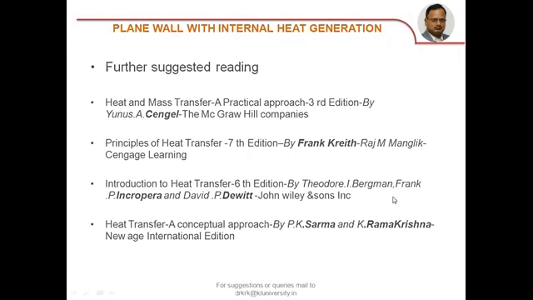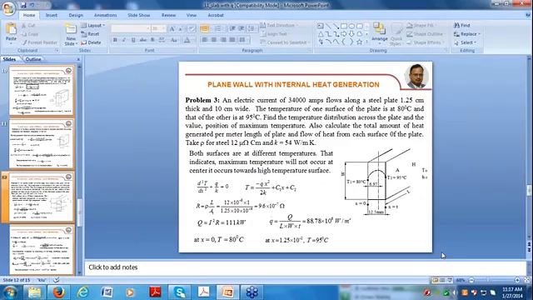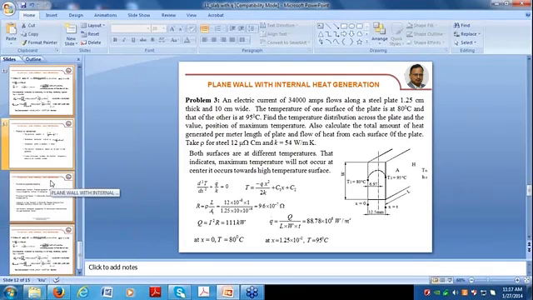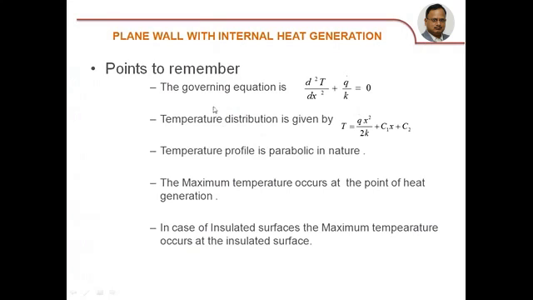with internal heat generation. So what are the important points we have discussed now in this? Let us see. The points to be remembered are: the governing equation for one-dimensional conduction under steady state with internal heat generation is d square T by dx square plus q dot by k equal to 0 for a slab. It means for objects which are described with the help of XYZ coordinate system.